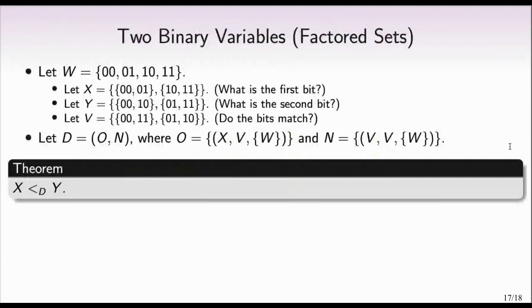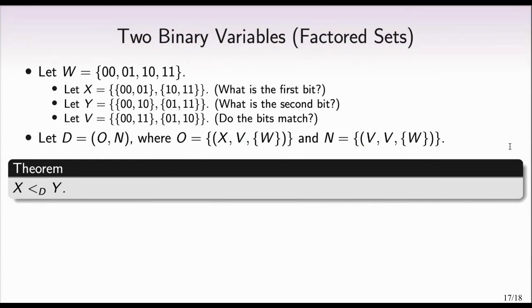So let's go through the proof of that. W is going to be the set of four binary strings of length 2. X is going to be the partition corresponding to the question, what is the first bit? Y is going to be the partition corresponding to the question, what is the second bit? V is going to be the partition corresponding to the question, do the bits match?